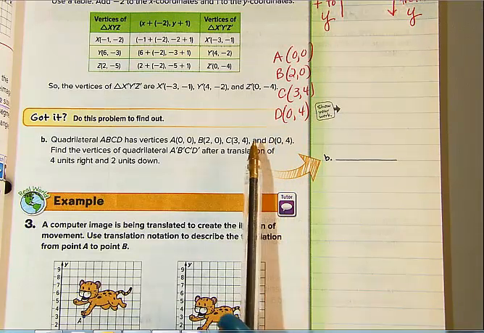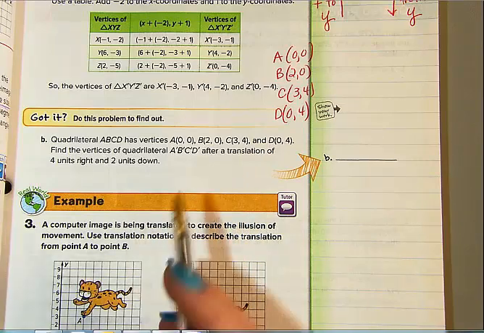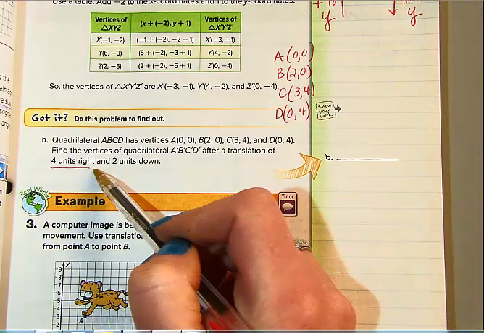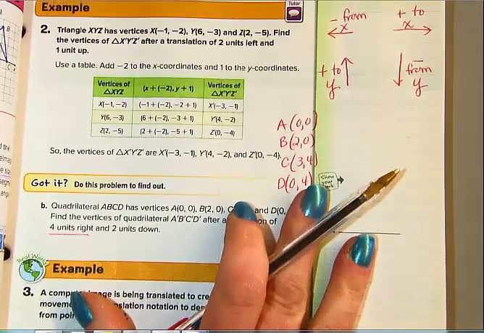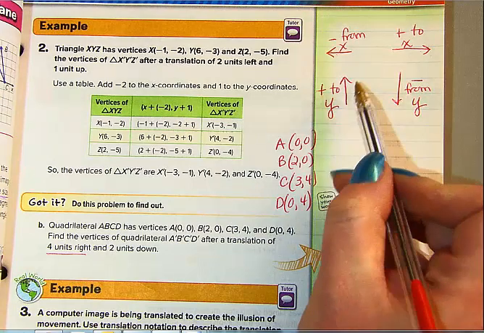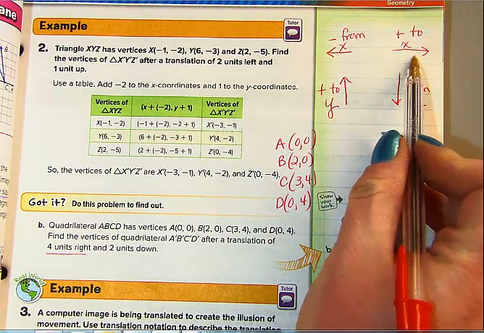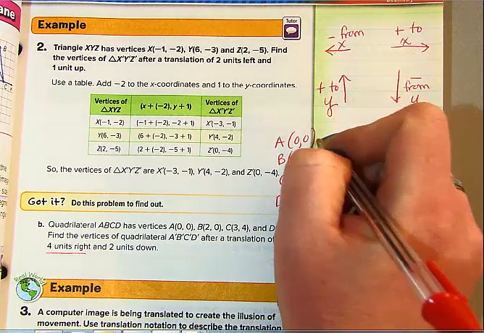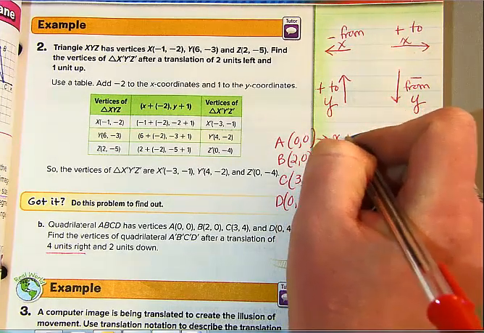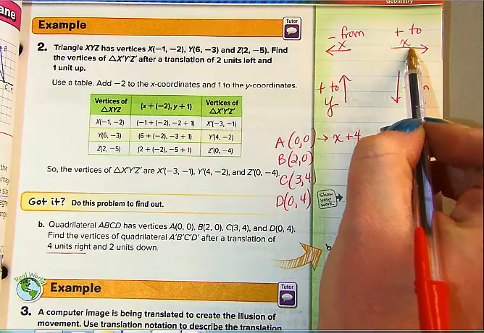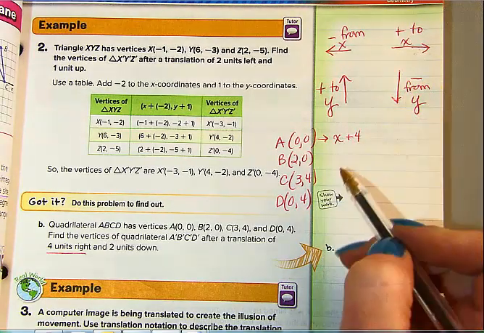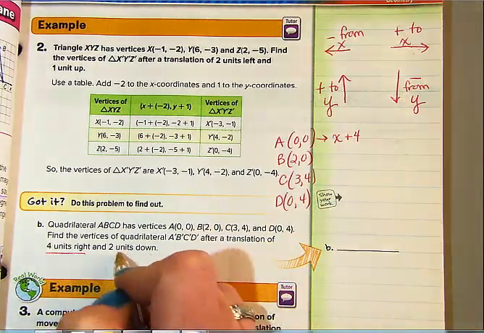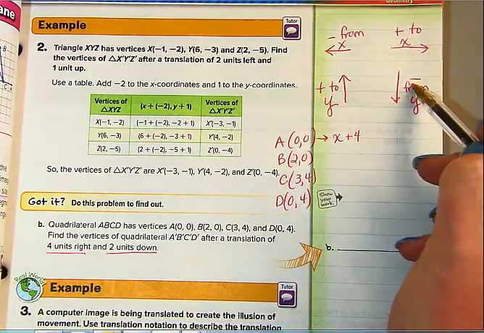And it says that I'm going to move 4 units right, so that affects my x. So 4 units right is going to affect my x number because I'm going right, I'm adding to x. So I need to decide, what are my x's in this? Well, I know that whatever my x is, I'm going to add 4 to it because I'm going to the right. So whatever my x is, I'm going to add 4. And then if I look at my y, I'm going down 2 units. If I go down, then I subtract from y.